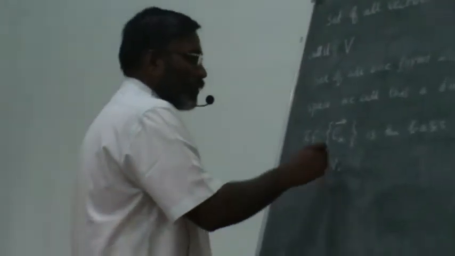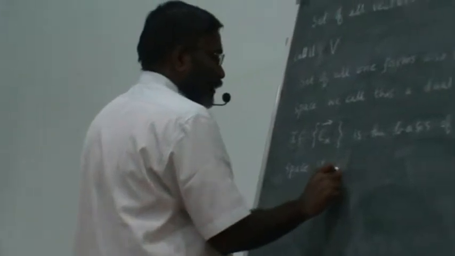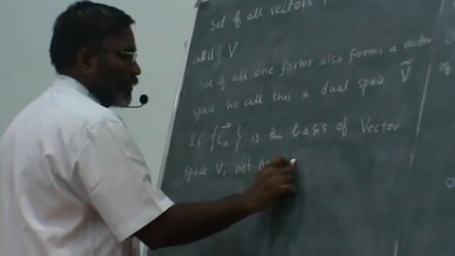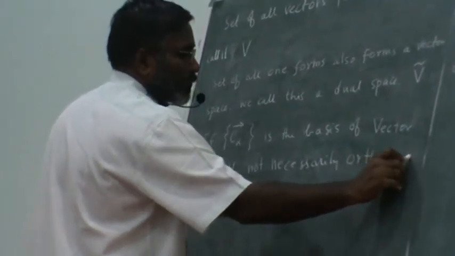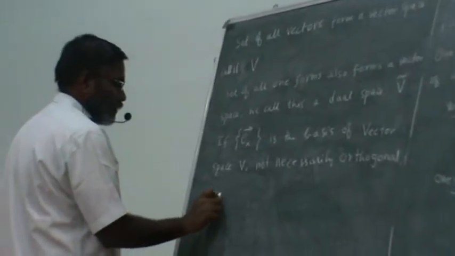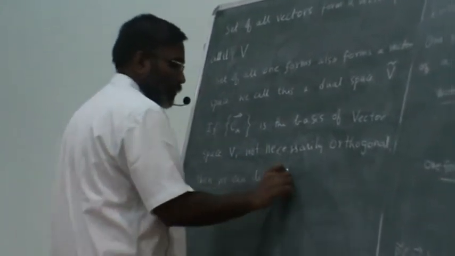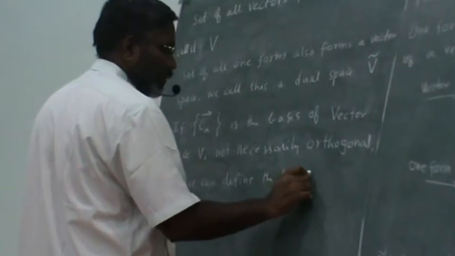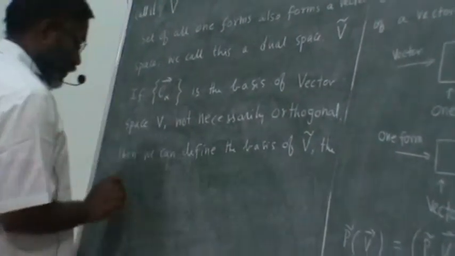remember, I require only, if you have a spacetime, four linearly independent vectors. I don't even have to have any orthogonality, so not necessarily orthogonal. Then we can define the basis of V tilde, that is the dual space.